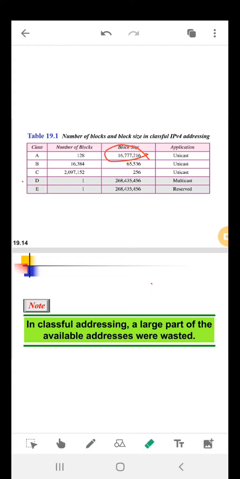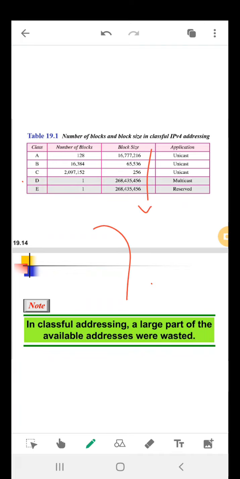So because of that, even though we have more than 4 billion IP addresses in IPv4, if we use the classful technique, then a lot of IP addresses were getting wasted. So people moved from classful IP addresses to another type of IP address, that is classless IP addresses. So this is what we are going to see from the next slide.